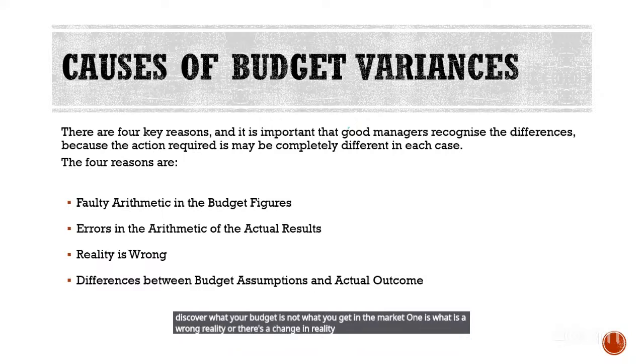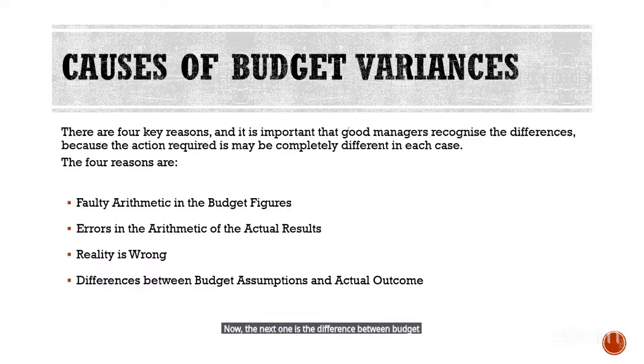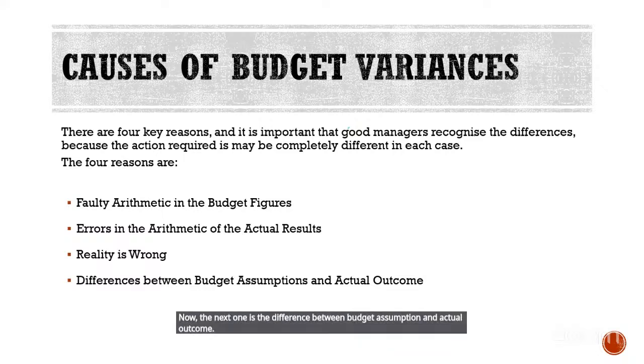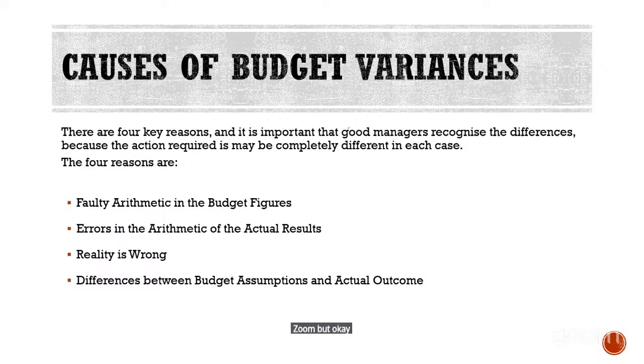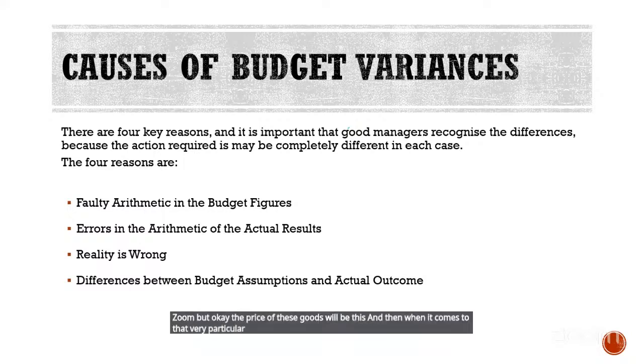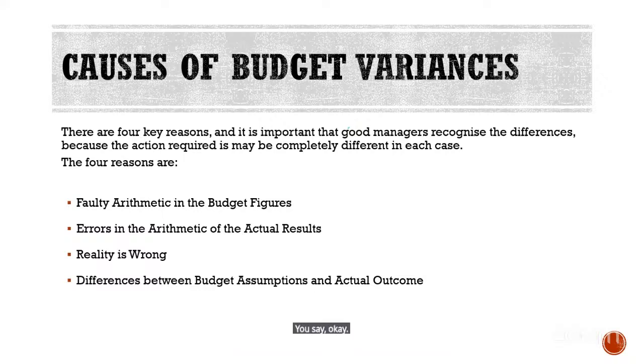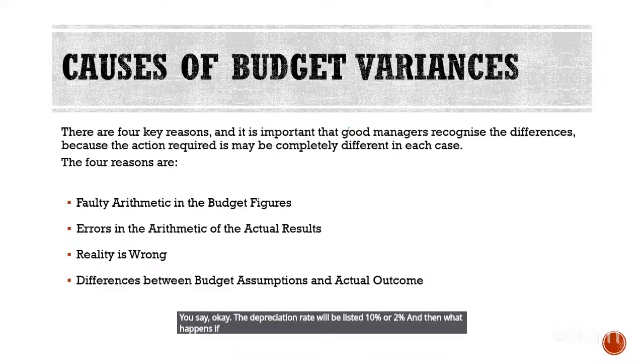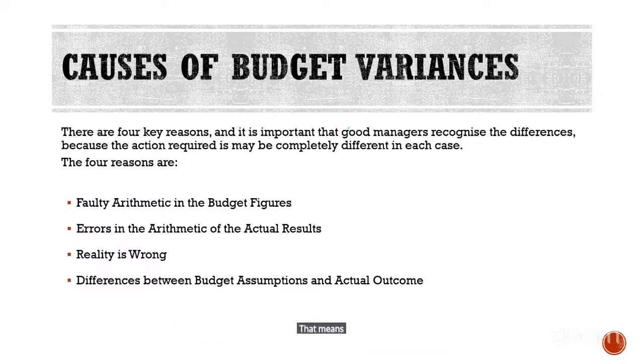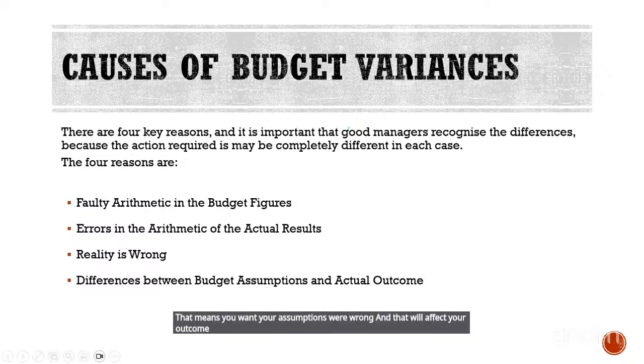Now, the next one is the difference between budget assumption and actual outcome. You may assume that the price of these goods will be this, and then when it comes to that particular price in the actual, you see the price is more than what you predicted. Maybe you say the inflation rate will be, let's say, 10% or 2%. And then what happens if the inflation rate becomes 15%? That means your assumptions were wrong, and that will affect your outcome. These are the four basic causes of budget variances.